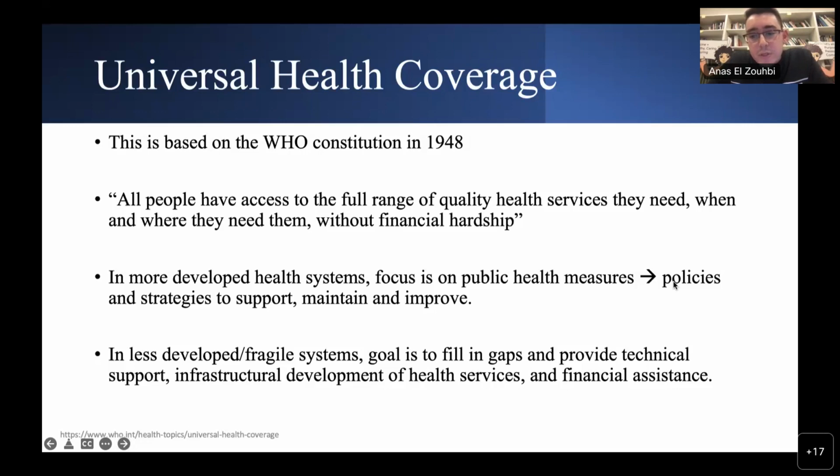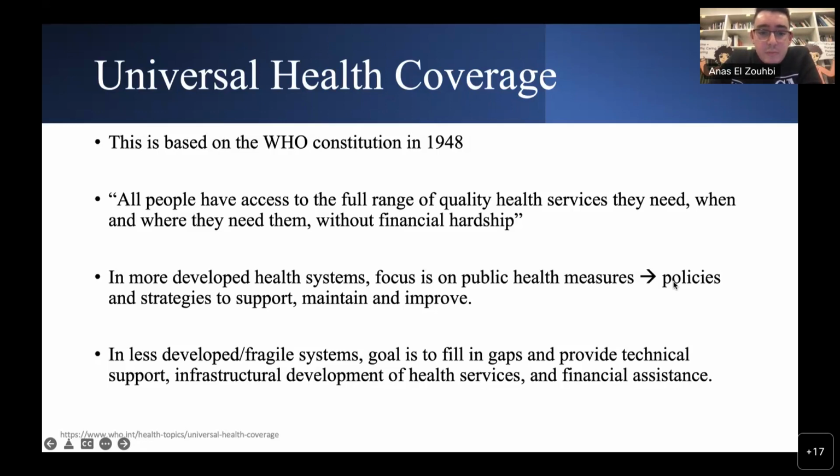However, the focus here would be on policies to support, maintain, and improve their systems, as well as maybe educating and spreading awareness. However, in less developed or more fragile healthcare systems, the goal would be to fill in the gaps, provide technical support and infrastructural development that they lack or that would be present in an otherwise developed healthcare system, as well as providing them with the financial assistance that they need to reach the goal of providing quality healthcare services to all.